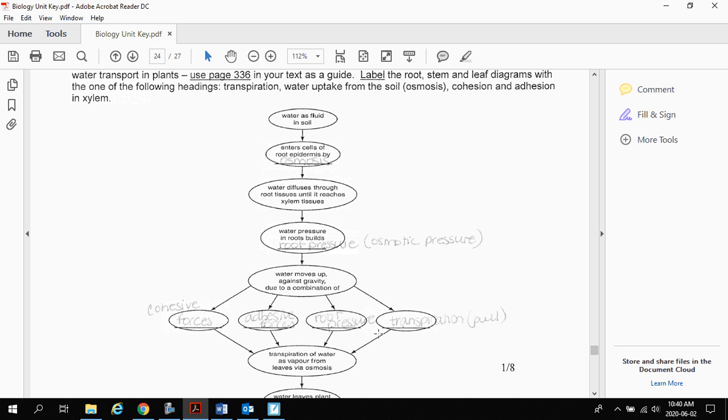It's being pulled from the leaves for photosynthesis. It's being pushed by the roots due to root pressure, that osmotic pressure. And the reason that it all stays together is those water molecules hang on to each other, but they also hang on to the walls of the xylem and they can climb up that way.